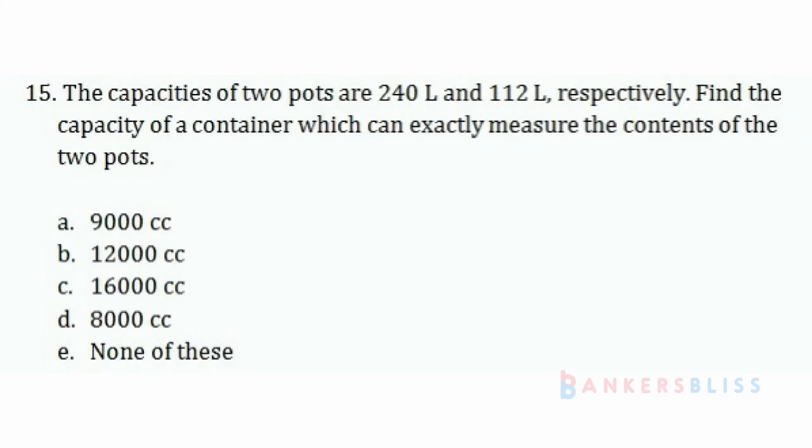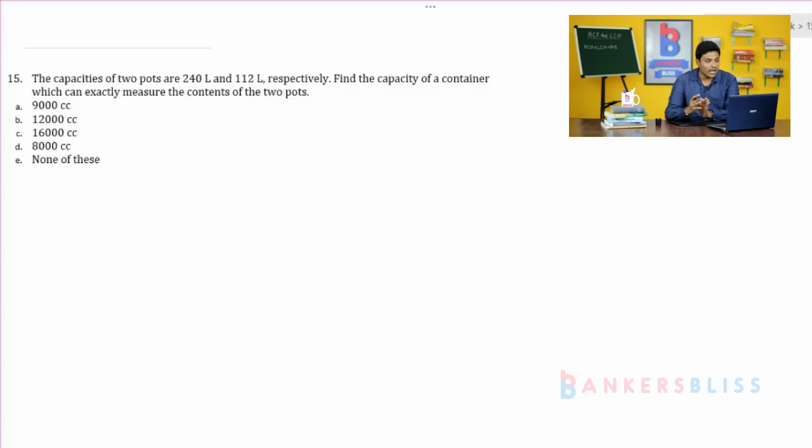The capacities of two pots are 240 liters and 112 liters respectively. Find the capacity of a container which can exactly measure the contents of the two pots. So you have to identify the capacity of a container. For example, consider you have two containers. So the capacities of the two pots will be 10 liters and 15 liters.